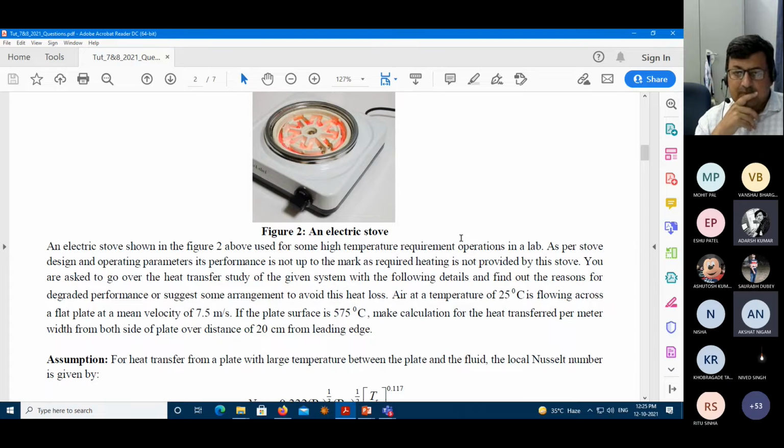So essentially, you are assuming that this system can be simplified into a flat hot plate and then air is flowing on top of that, which is at 25 degree, and on this surface, the air is blowing at a speed of 7.5 meter per second. Correct? If the plate surface is 575 degrees Celsius, make calculation for the heat transferred per meter width from both sides of plate over the distance of 20 centimeters from the leading edge. Correct. So how do you go about this problem?